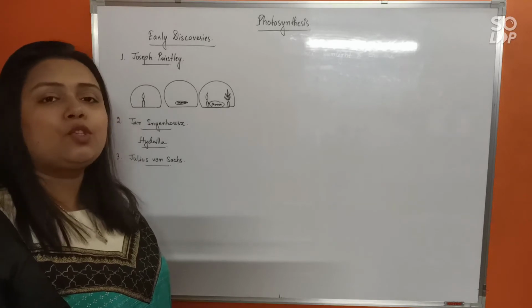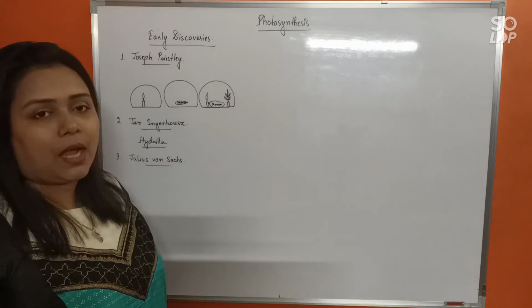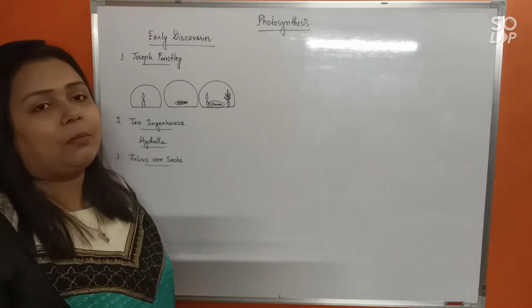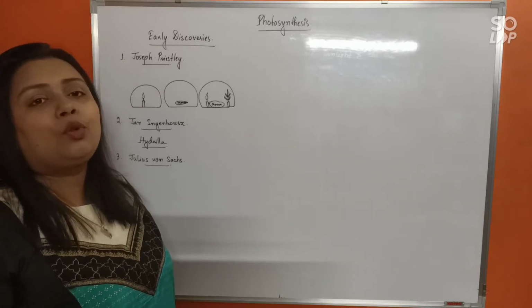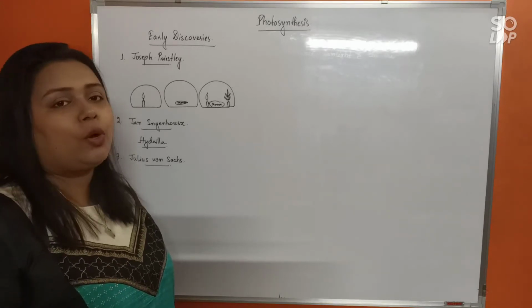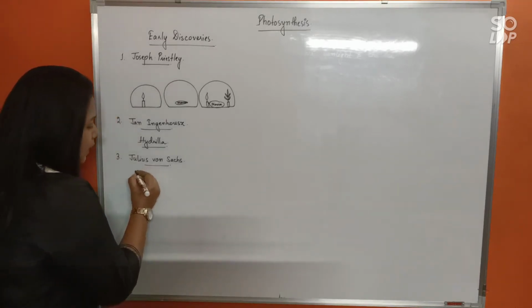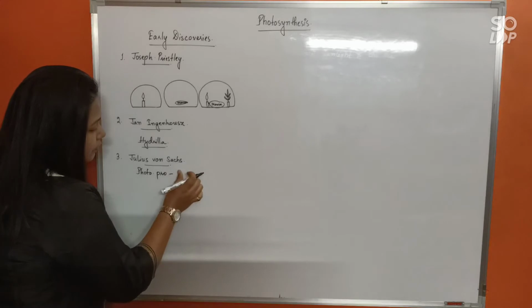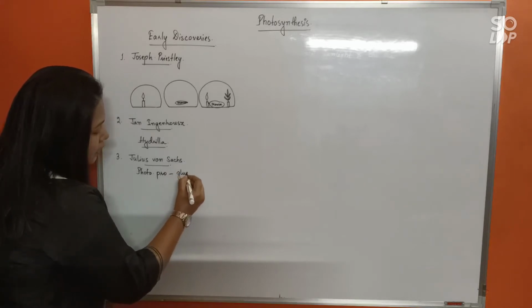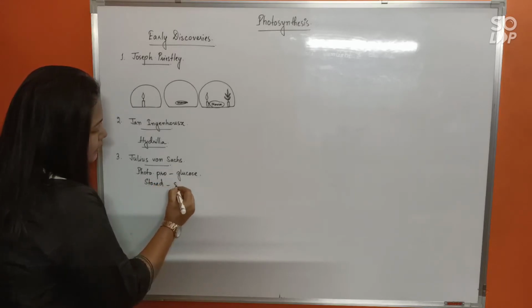Not only that, he also suggested that there are certain green color bodies present inside the plant which contain green color pigments, due to which photosynthesis occurs. At that time, the terms chloroplast or chlorophyll were not coined yet. So these are very important things. He suggested the photosynthetic product is glucose, which is stored as starch.